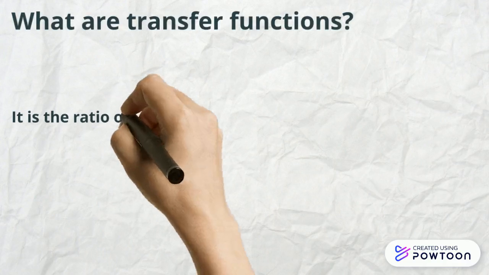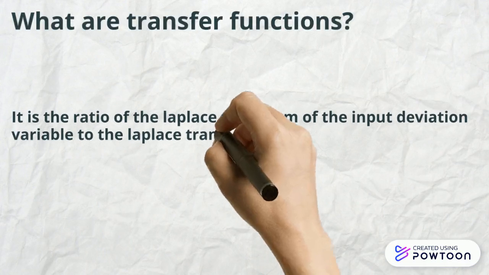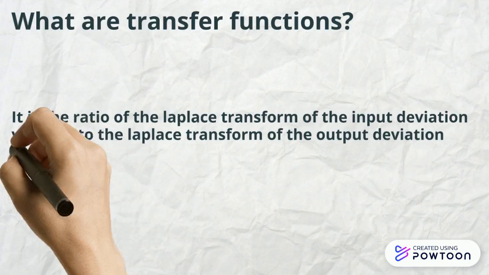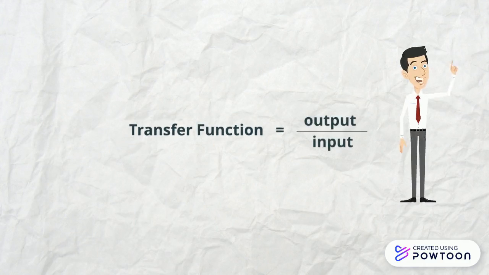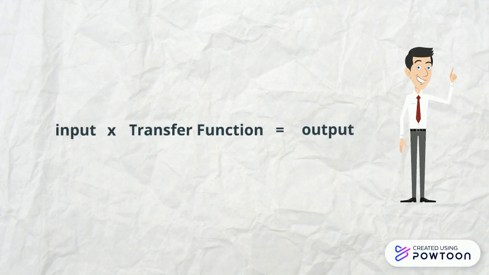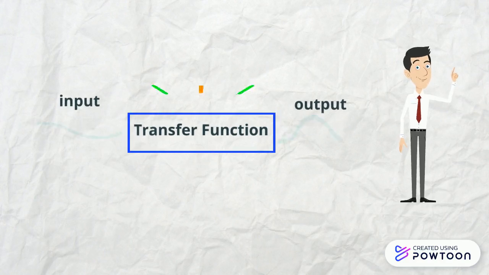A transfer function is the ratio of the Laplace transform of the output deviation variable to the Laplace transform of the input deviation variable. Mathematically, the transfer function can be written as the output divided by input. Another way to write the same equation is input times transfer function is equal to output. That is, the transfer function is the one that converts the input from one form to another, or changes its magnitude.